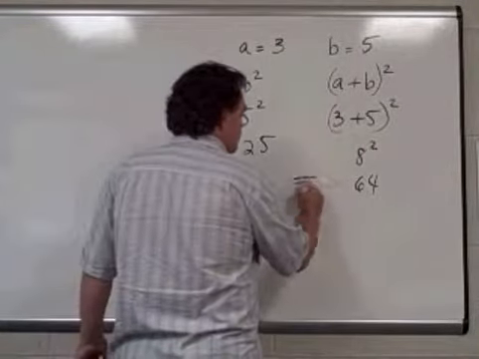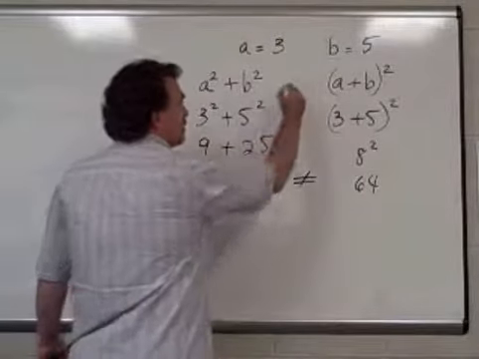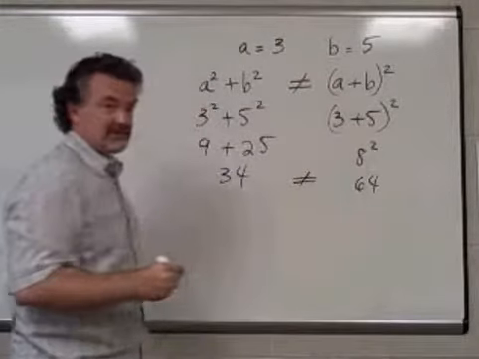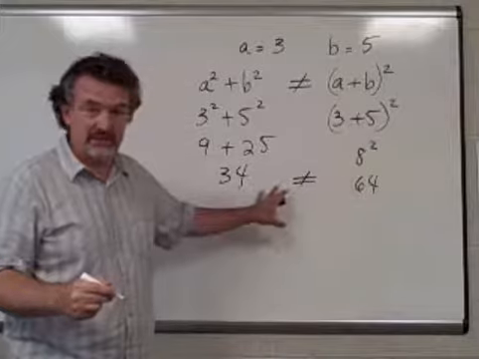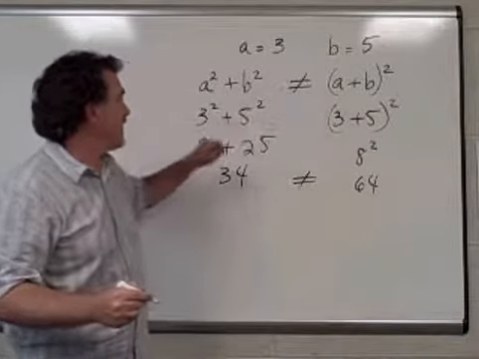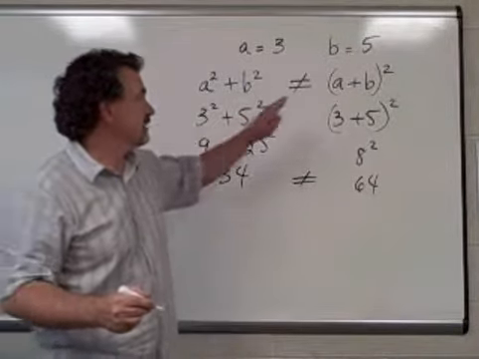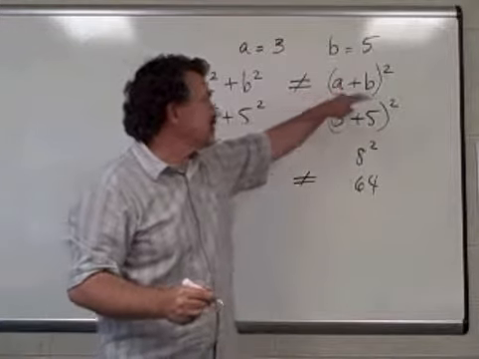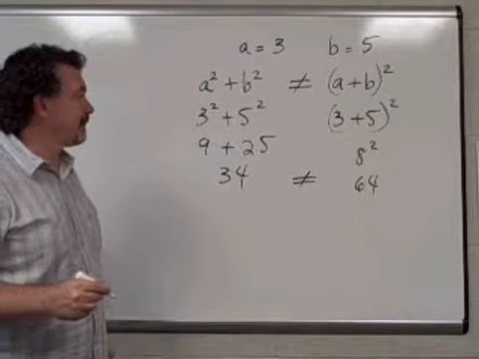And those two quantities are not equal. So since we found one place it doesn't work, we have to say that a squared plus b squared is not equal to the square of a plus b.